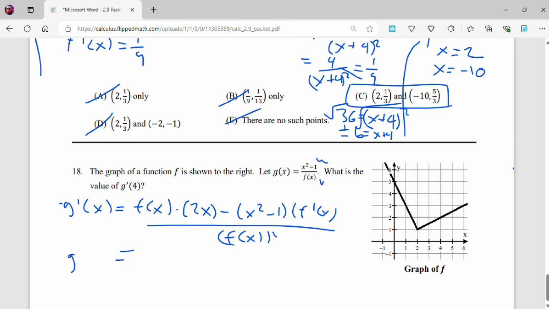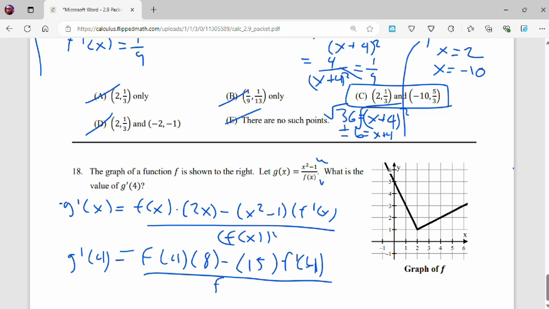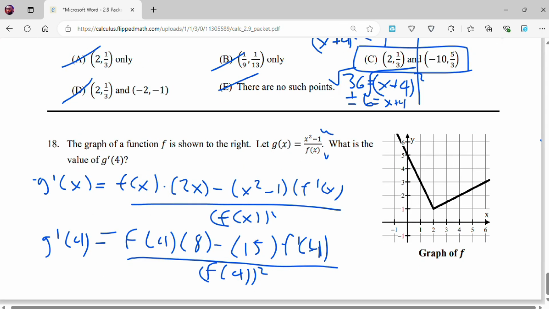Okay, so we need to find g prime of 4. So g prime of 4 equals f of 4 times 8 minus 15 times f prime of 4 over f of 4 squared. Okay. Not much space left. Okay, so f of 4 is given in the graph.